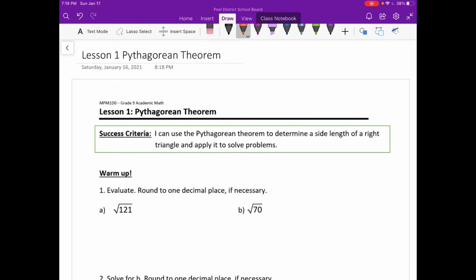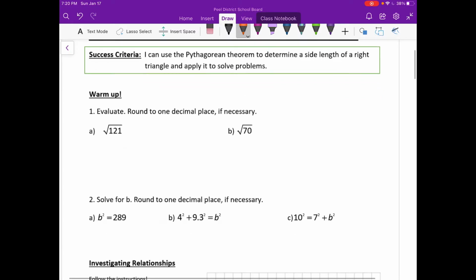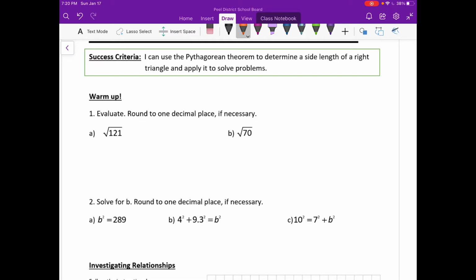Okay, we are just going to go over lesson 1 today. So we're starting unit 7, and our first lesson is going to be something called the Pythagorean theorem, which I'm not sure if you have already learned, but we are just going to go over it. The success criteria is: I can use the Pythagorean theorem to determine a side length of a right triangle and apply it to solving problems.